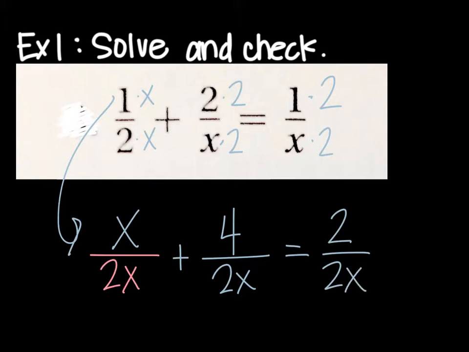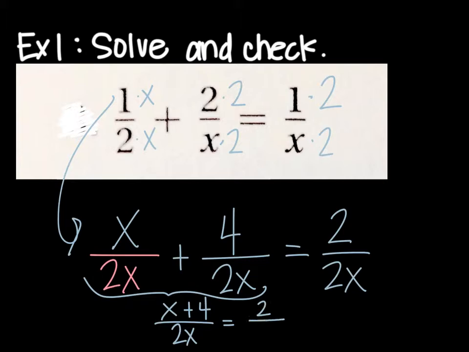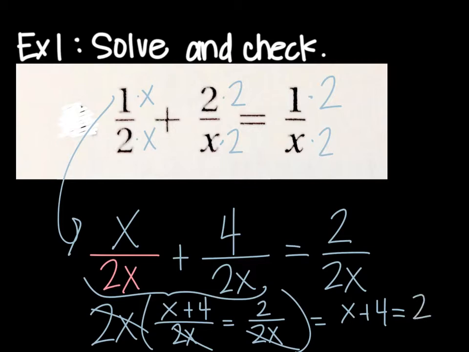Okay, so on the left-hand side, I've got x plus 4. If they have a common denominator, you can combine them, just like adding fractions. So we get x plus 4 over 2x equals 2 over 2x. And if everything has the same denominator, you can eliminate the denominator. So since it's all over 2x, if you multiply the whole thing by 2x, the 2x's cancel, and you're left with x plus 4 equals 2. So what must x be if x plus 4 equals 2? It must be negative 2. So my solution is negative 2.